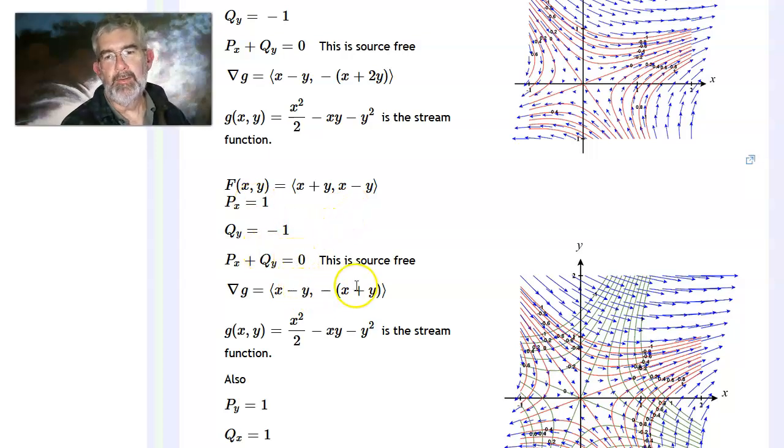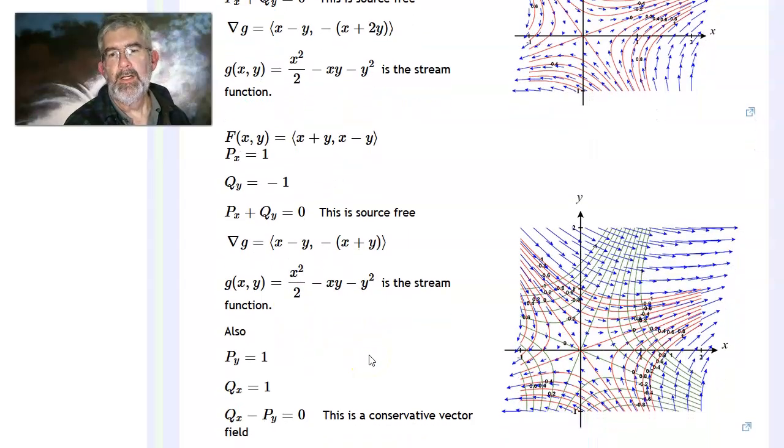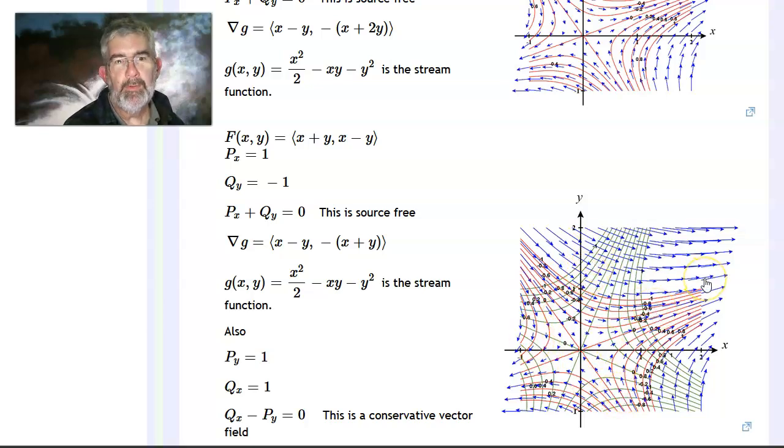I can find, in a similar way to what I just did, the stream function, and so the level curves are essentially the streams. That is where the water would flow from any point. And I can see that those red curves are all parallel to the vector field.